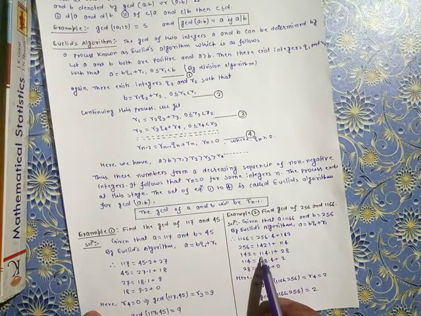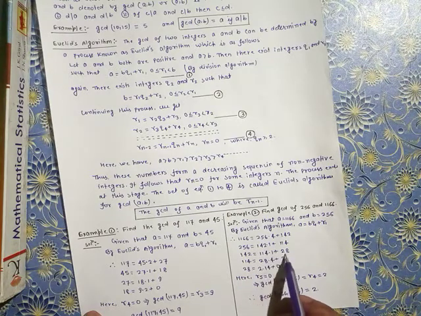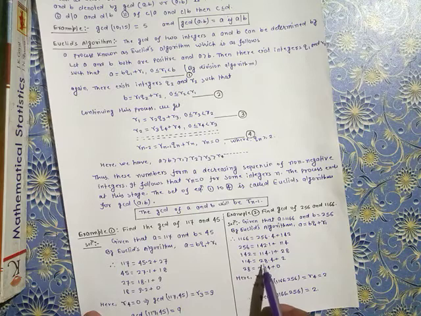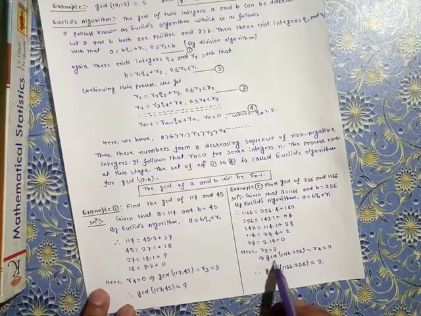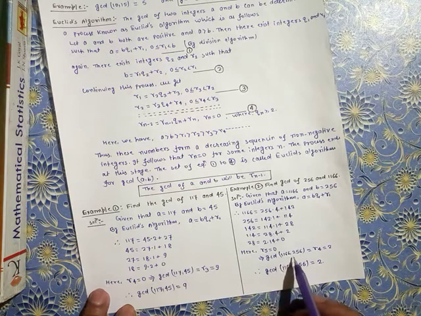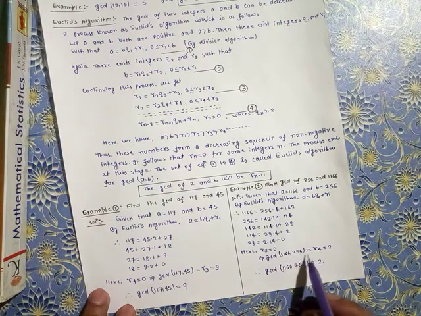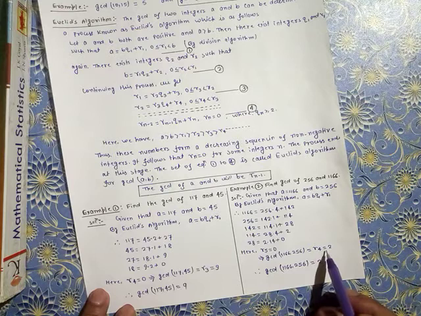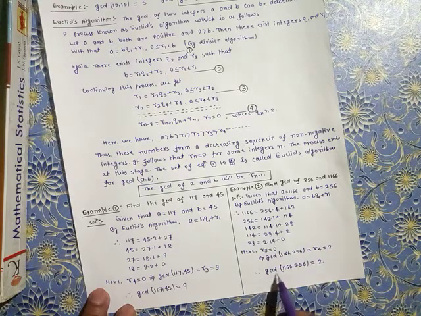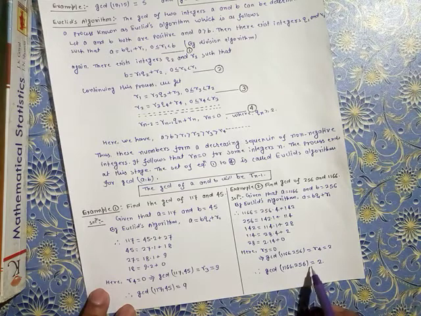142 equals 114 into 1 plus 28. 114 equals 28 into 4 plus 2. 28 equals 2 into 14 plus 0. Hence r5 equals 0. That implies GCD of 1166 and 256 equals r4, that is equal to 2. Hence GCD of 1166 and 256 equals 2.